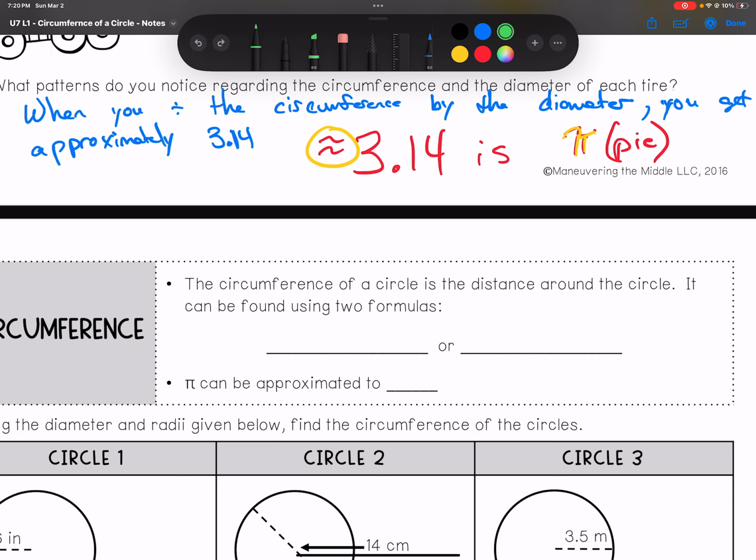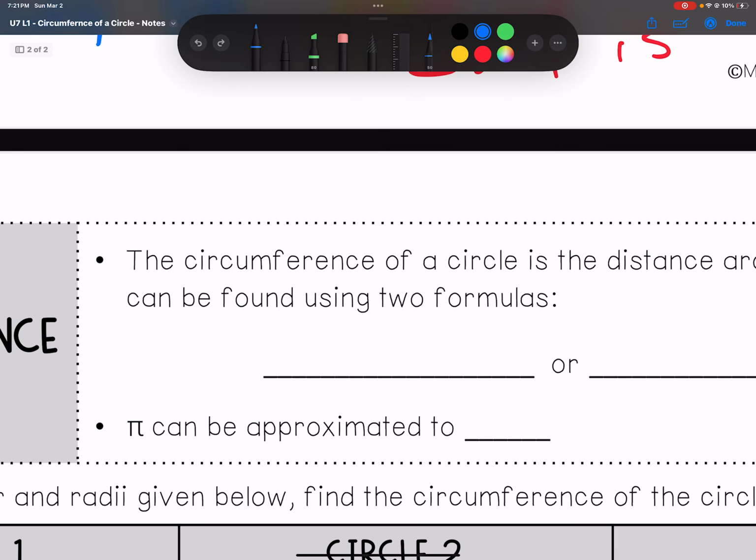Circumference on the next back page. The circumference of a circle is the distance around the circle. And the way that we can find it, because they're not going to give it to us a lot, is to do it one of two ways. We can go circumference, which is C, and I want you to go ahead and write that down. So C is circumference.